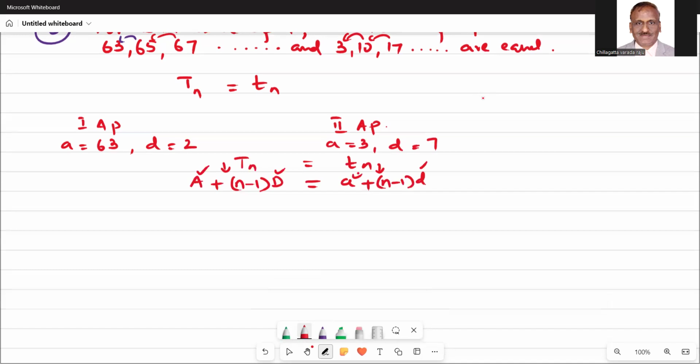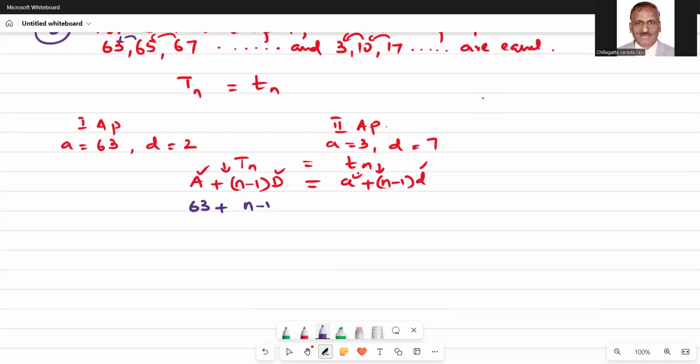Okay. Next, shall we substitute the values now? A is equal to 63. N is the only unknown we have to find out. What is the common difference for the first AP? It is 2. For the second AP, what is the first term? A is 3, into (n minus 1). What is the common difference for the second AP? 7. Now shall we simplify this?